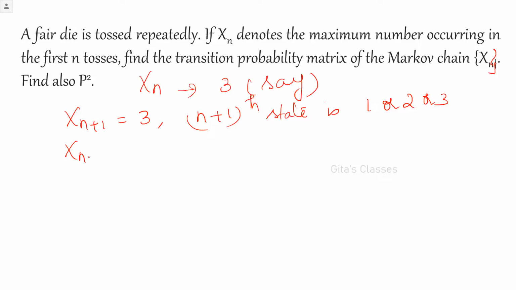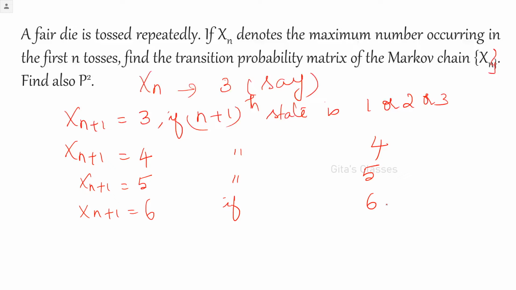Okay. But if I am getting 4 in the n plus 1th trial, I will write the maximum value as 4, right? Similarly, if I am getting 5 in the n plus 1th trial, I will write xn plus 1 as 5. And I will write xn plus 1 as 6 if the n plus 1th trial is 6. Okay, understood? So let us write this in probability form.